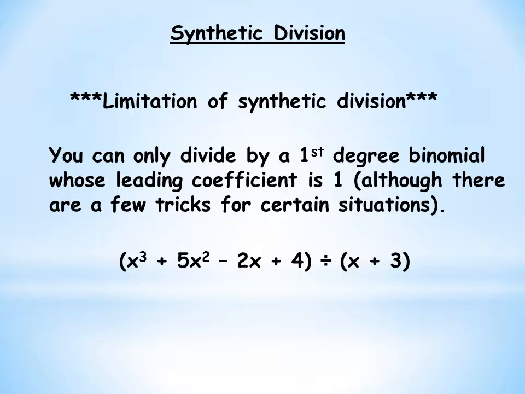So first of all, synthetic division is kind of a shortcut for long division, but it doesn't work all the time. You can only use synthetic division when you have a simple binomial, and that would be when you're dividing by something that has two terms. The degree on the x is only 1, and the coefficient in front of the x is also 1. Now, there's a few tricks that we can do for other situations, but I'll show you those as we go along.